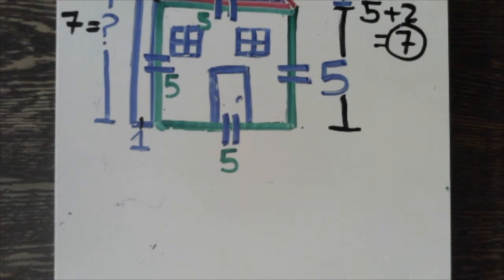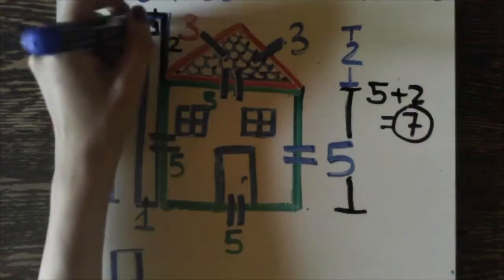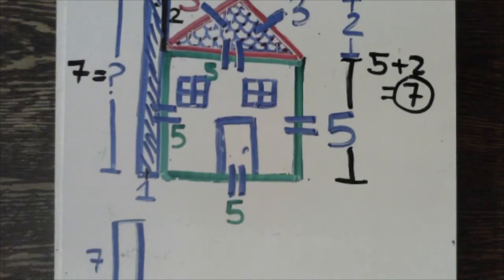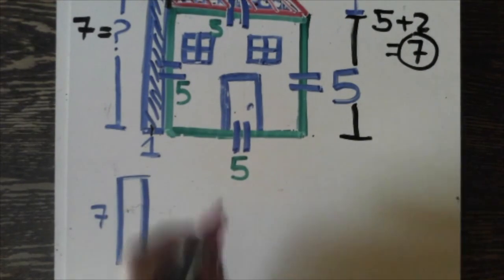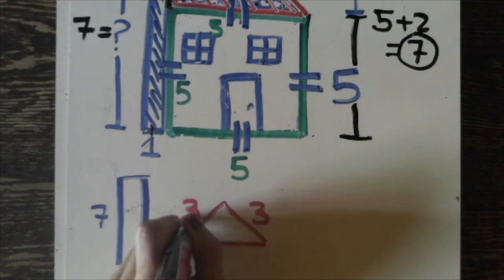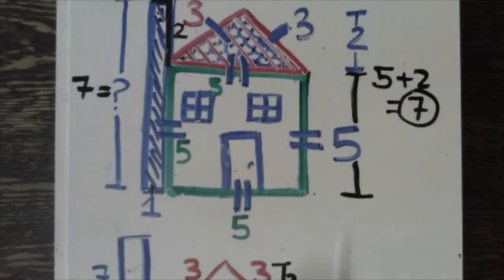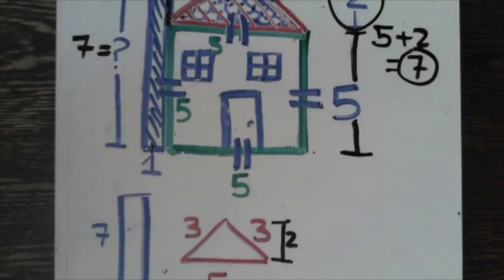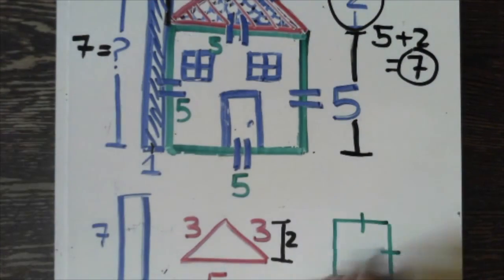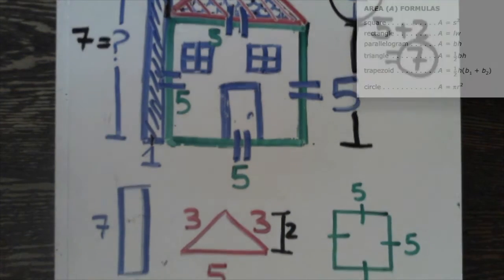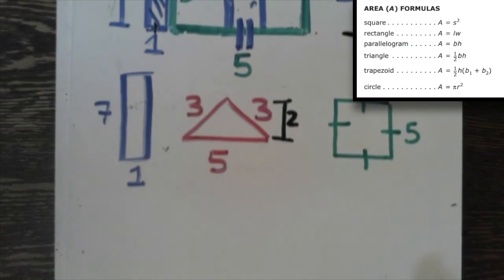Now to calculate the area, I must calculate the area of each individual figure and then add them together. My rectangle is 7 by 1. I am going to draw my triangle, which has a base of 5, and a height of 2. It is really important to include the height because we would need it for our formula. And finally, we have a square of 5 units on each side. Let's calculate these very easy areas.